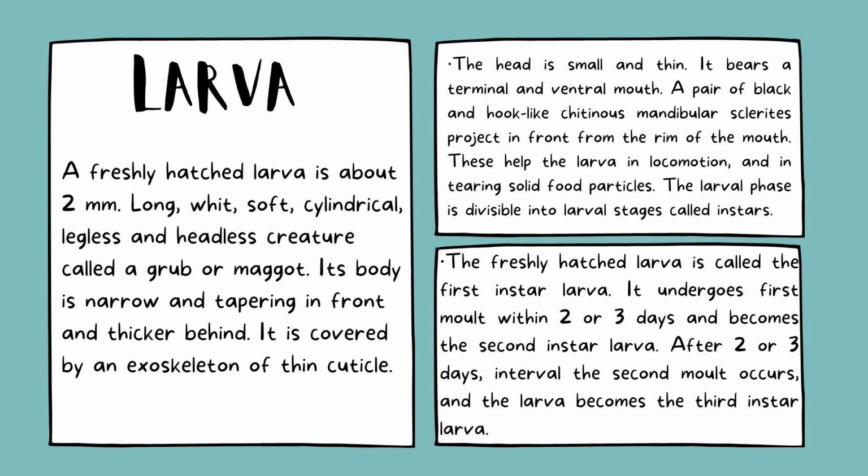The larva phase is divisible into larval stages called instars. The freshly hatched larva is called the first instar larva. It undergoes the first molt within 2 or 3 days and becomes the second instar larva. After a 2 or 3 day interval, the second molt occurs and the larva becomes the third instar larva.